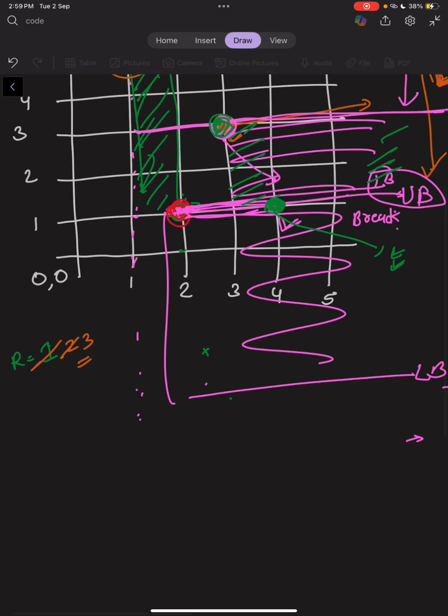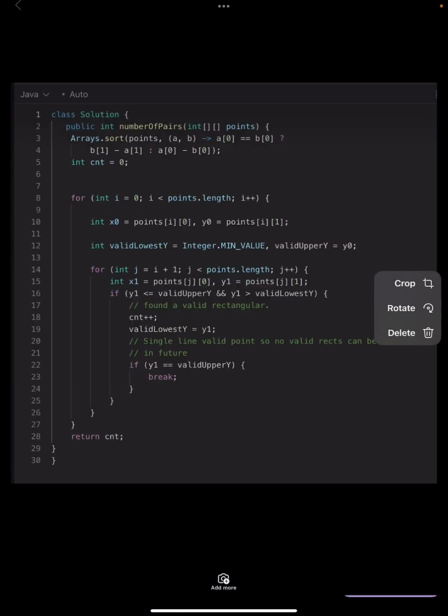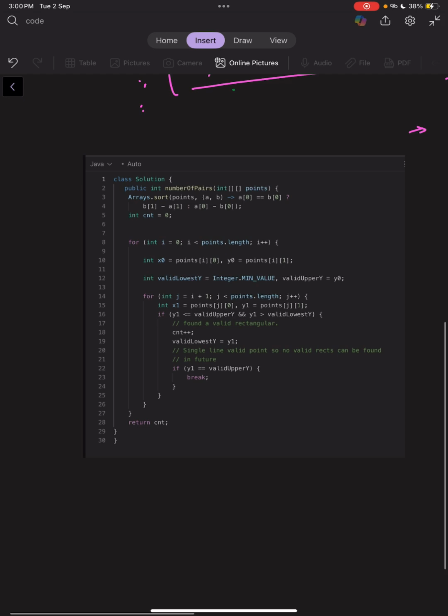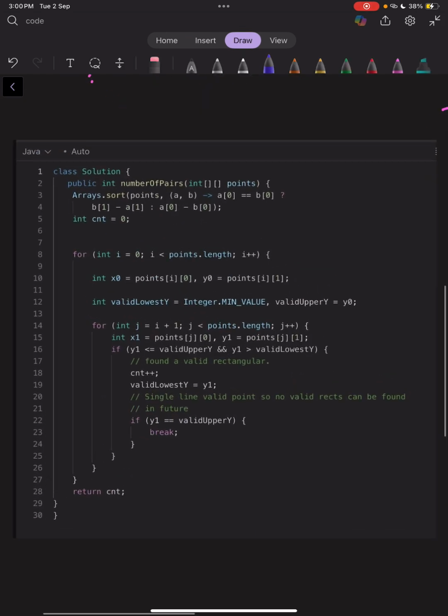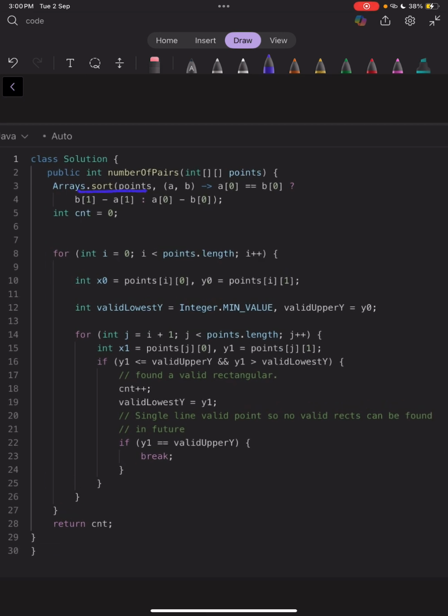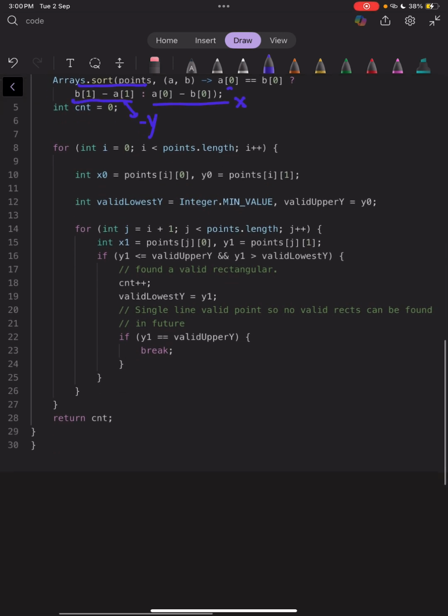And let me show you the code that I have written for this one. So in the code as well, what we are doing is, we are first sorting the points increasing by x and decreasing by y. Then we are taking this as the starting point. Then for every starting point, we have considered the valid lowest y and valid upper y.